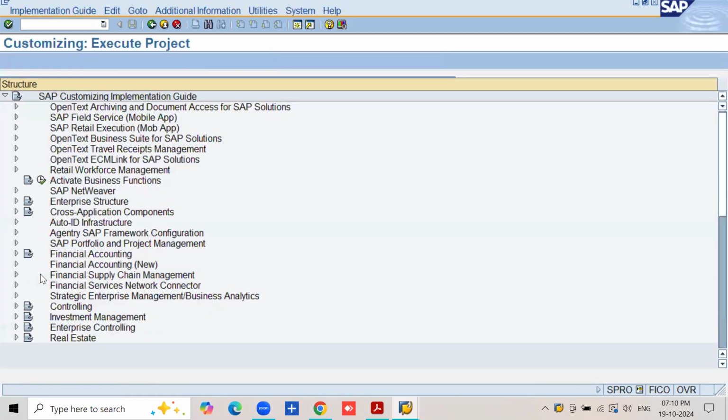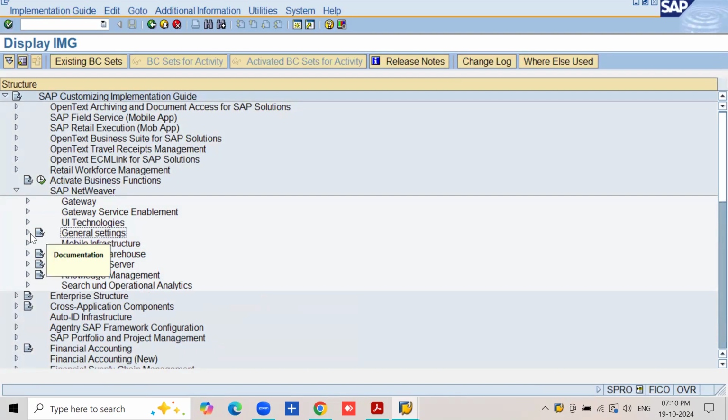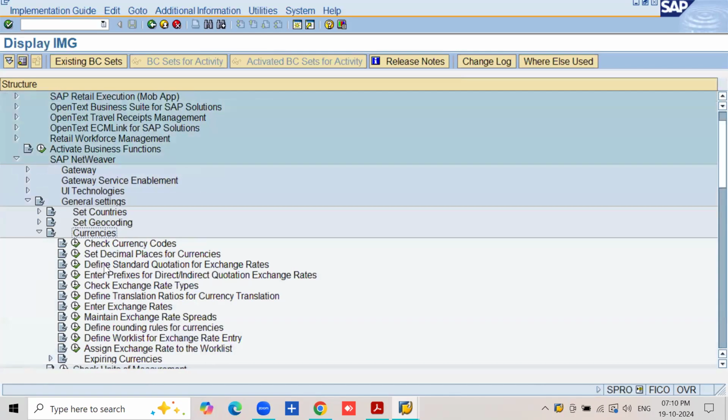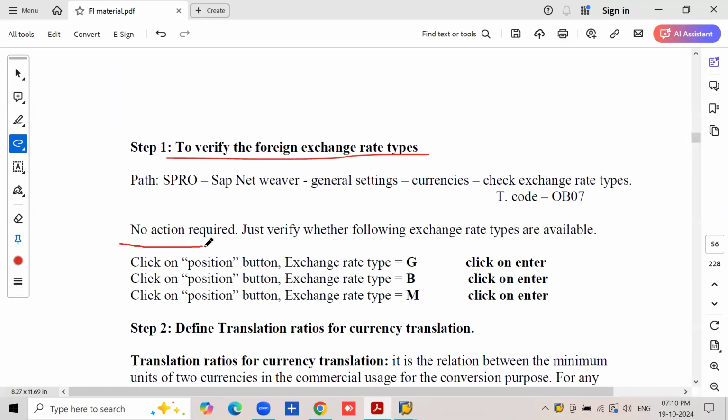SPRO, SAP NetWeaver, general settings, currencies, check exchange rate types. Now see the material. No action required.